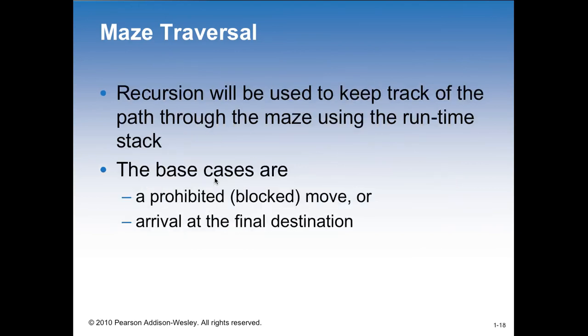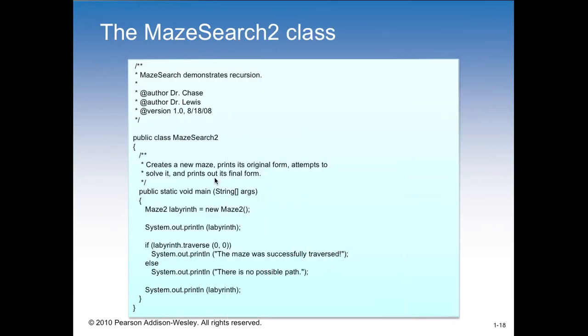So recursion will be used to keep track of the path through the maze using a runtime stack. Okay. The base cases are a prohibited block move. If it's blocked, it can't do it. Or arrival at a final destination. If it arrived at a final destination, we stop. The recursion is over with. If we hit a visited one or a blocked one, we know we've already been there. We're not going back, so we're not going to travel in a circle. We're going to make it from point A to point B, hopefully.